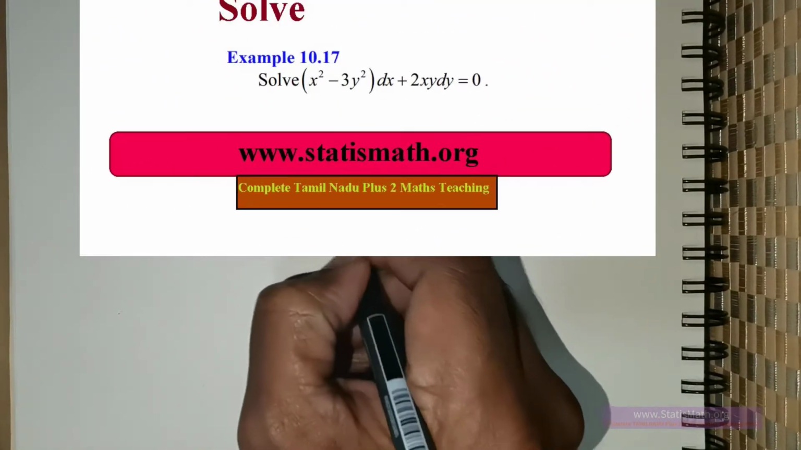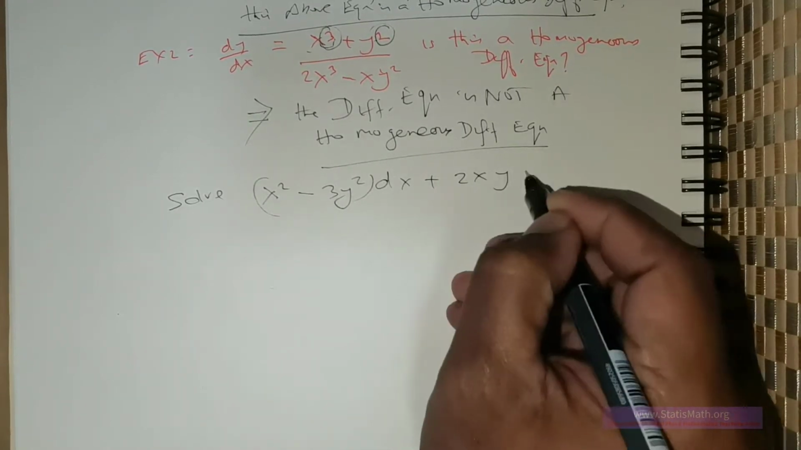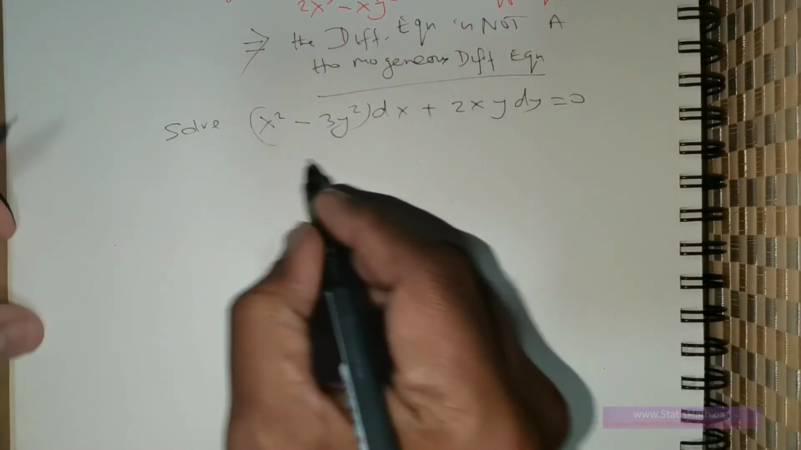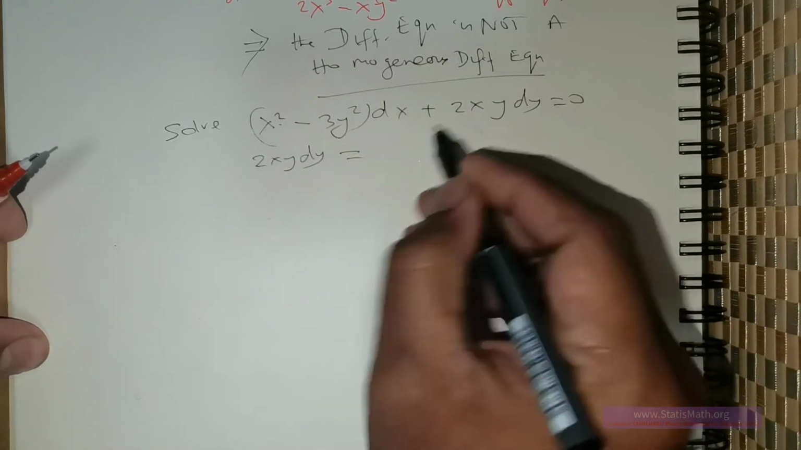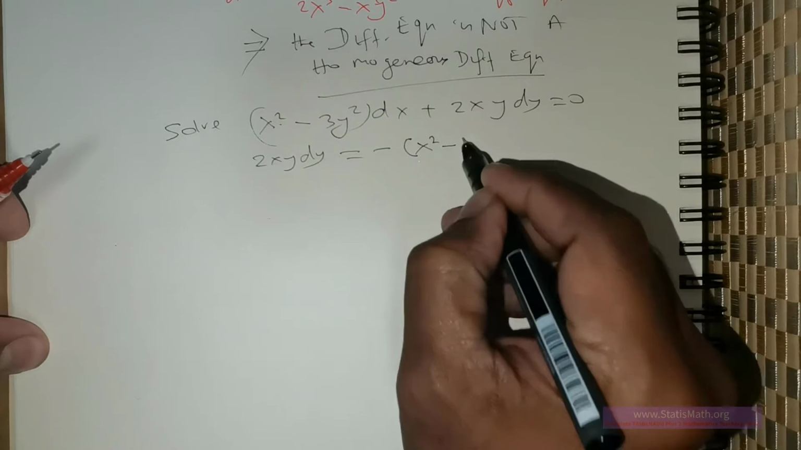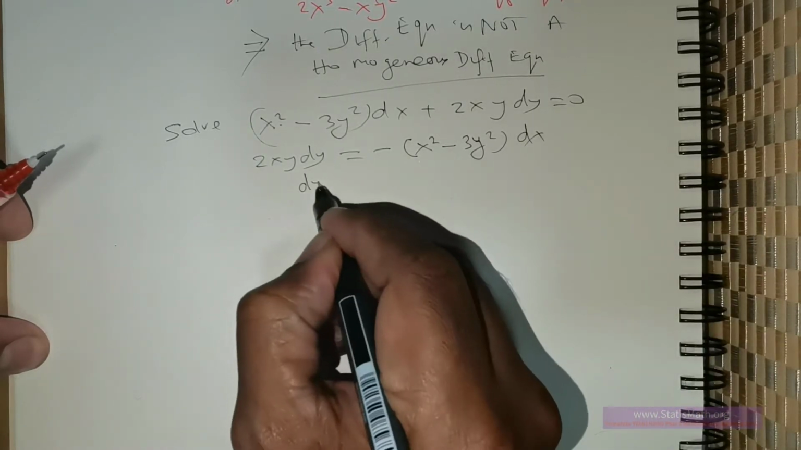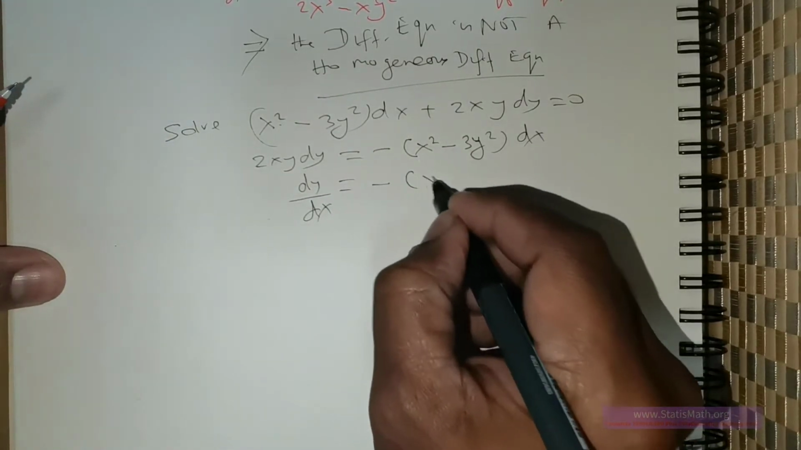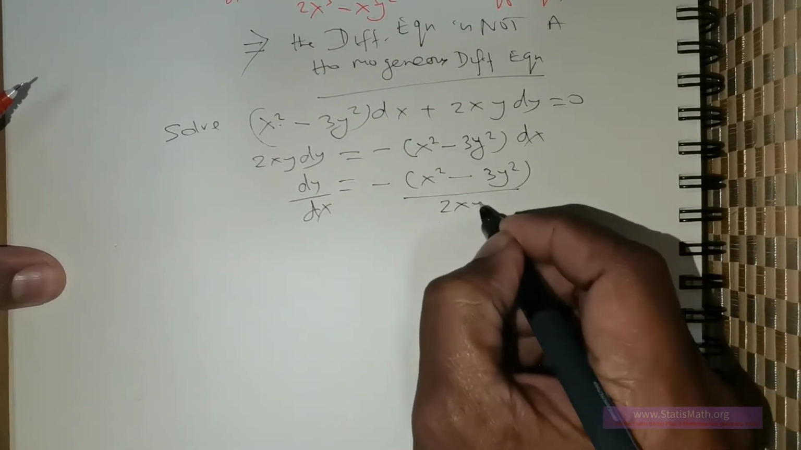...squared minus 3y squared times dx plus 2xy dy is equal to 0. First, we need to have 2xy dy on the left side. Move this quantity to the right, so that's going to be negative of (x squared minus 3y squared) times dx. Now move this dx down, so this is going to be dy over dx is equal to negative of (x squared minus 3y squared) divided by 2xy.